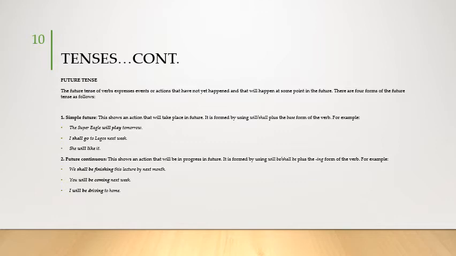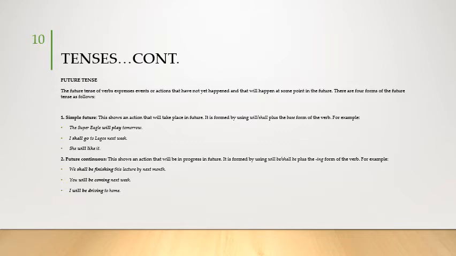It is formed by using will, shall, plus the base form of the verb. For example, the Super Eagle will play tomorrow. Will, you see, play tomorrow. So will comes, then the base form of the verb play follows. This makes it to be simple future. I shall go to Lagos next week. Shall go, simple future. We will like it. Will like it. Future. Simple.